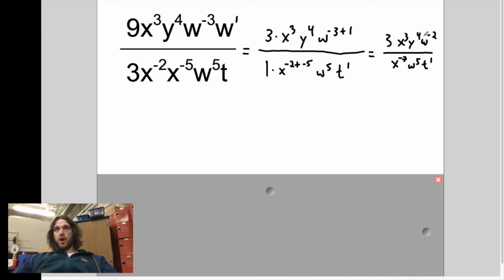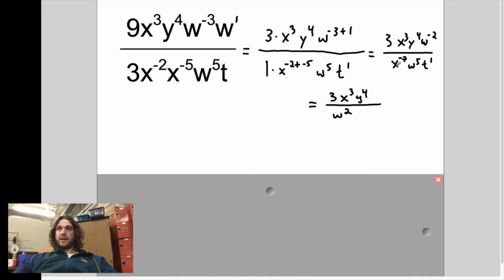Okay, now that the top is simplified and the bottom is simplified, we can go and move terms to the side that they are supposed to be on. All right, so this will be 3 here. And then we have x to the 3rd is positive, so it'll stay where it's at. Y to the 4th is positive, so it'll stay where it's at. W to the 2nd is going to move to the bottom.